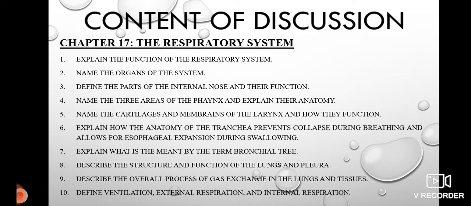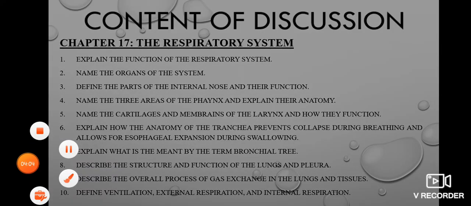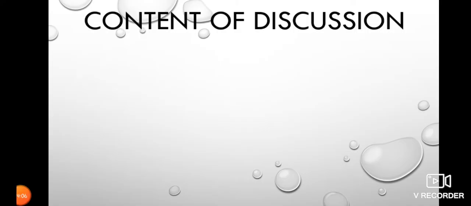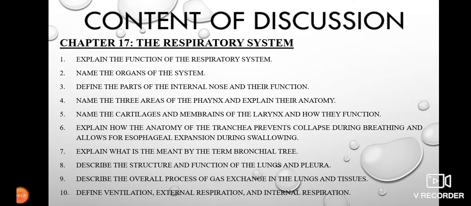The first content is to explain the function of the respiratory system. The second one, name the organs of the system. The third one, define the parts of the internal nose and their function. The fourth one, name the three areas of the larynx and explain their anatomy. And the fifth one, name the areas of the pharynx and explain their anatomy. The sixth one, name the cartilages and membranes of the larynx and how they function.